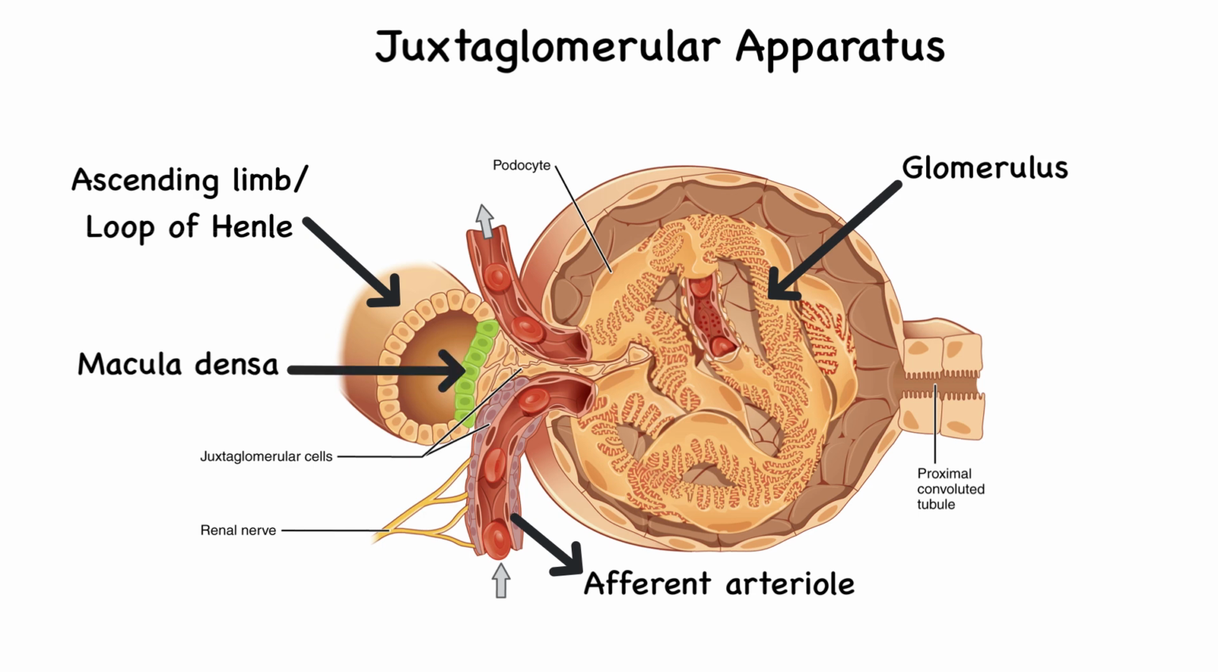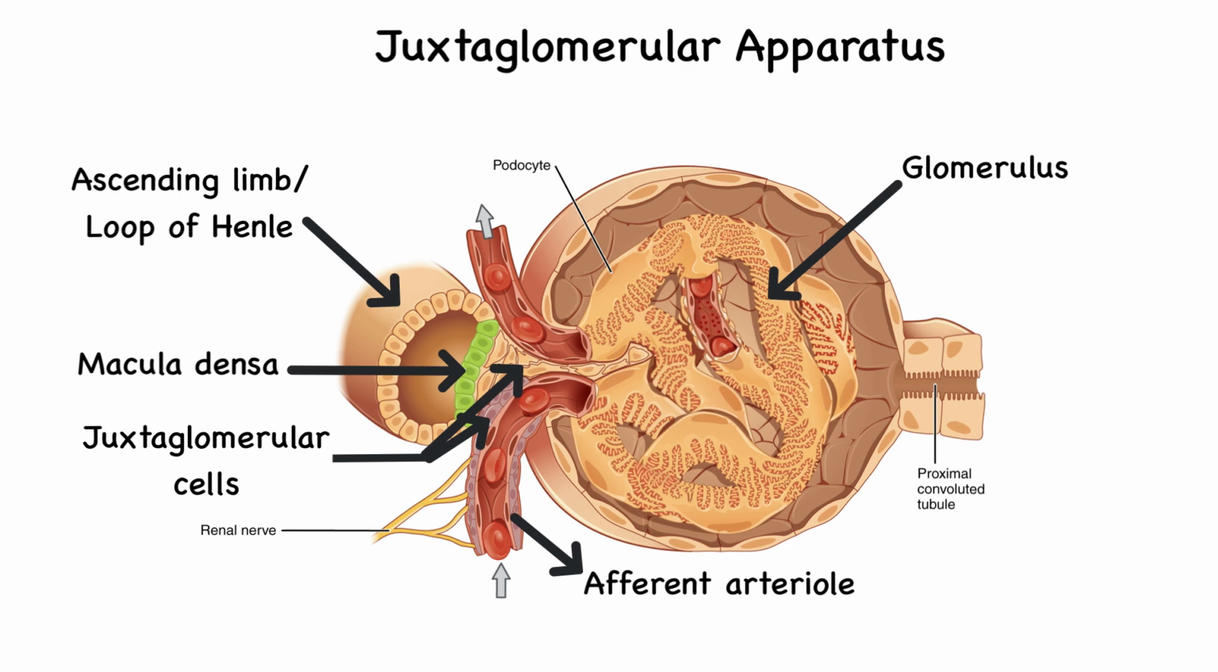In the area of the afferent arteriole that connects with this portion of the ascending limb, there are modified smooth muscle fibers called juxtaglomerular cells. Together, the juxtaglomerular cells and the macula densa make up the juxtaglomerular apparatus. This apparatus helps regulate blood pressure within the kidneys, which we will discuss in a later video.